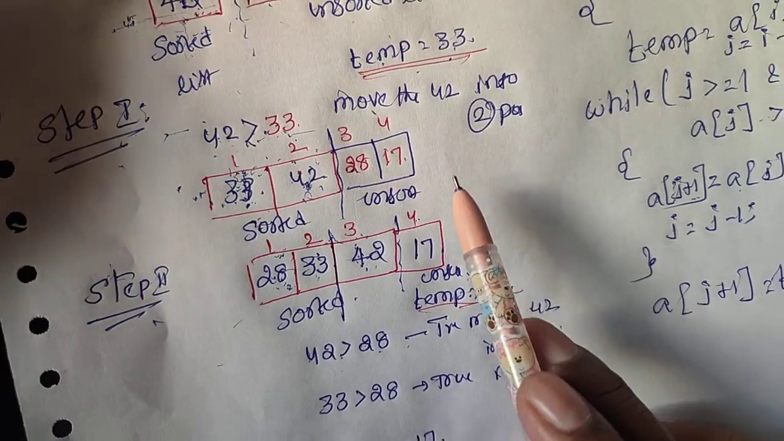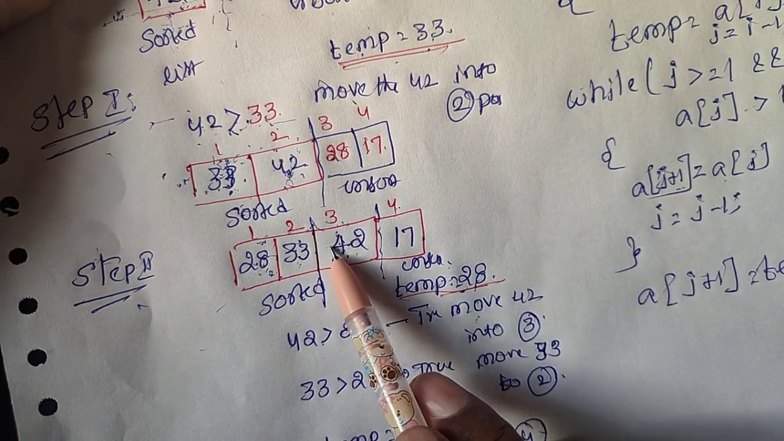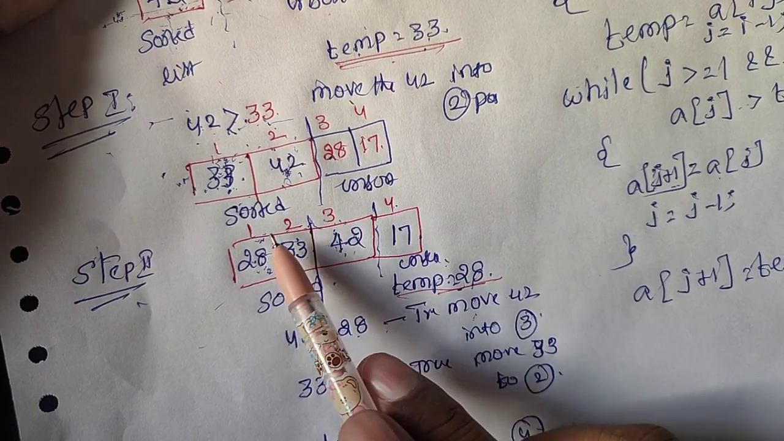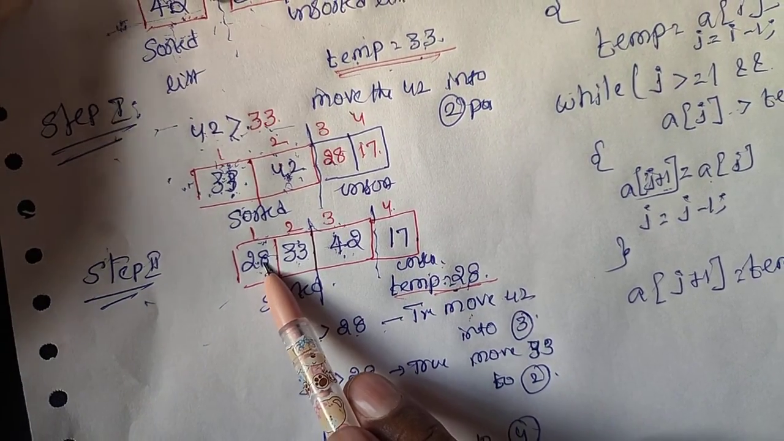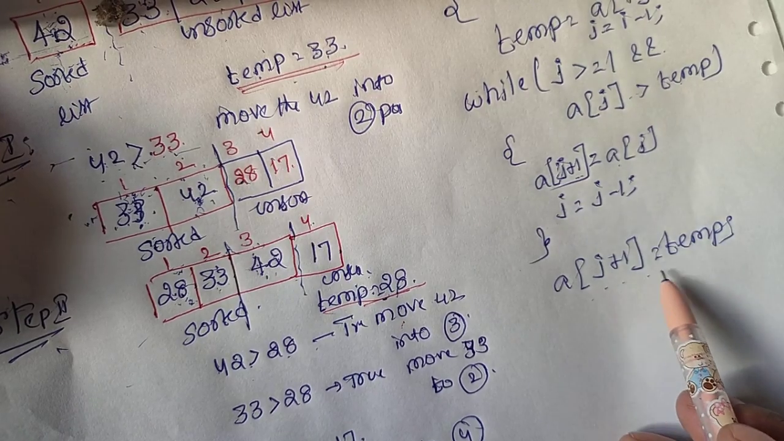That means after storing this, temp is equals 28, that is the 42 33. Finally it will be stored in the 28. That means this value will be once again stored here. That means we are writing a of j plus 1 is equals to 10.